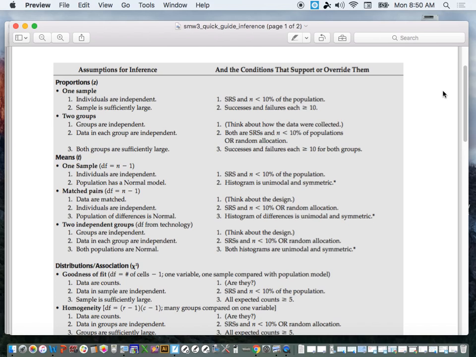So if we have means, if we're doing a one sample t-test or a two sample t-test or a matched pairs t-test, we basically have the same thing. Are they independent? We check that with randomization and 10%. But instead of the success failure condition, we check a different large enough condition. The large enough might be about 30 or higher, because then the central limit theorem applies. But if we have a sample that's smaller than 30, we have to be able to assume that the population is normally distributed, so we make a histogram and check that it's roughly unimodal and symmetric.